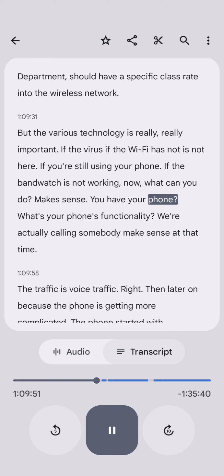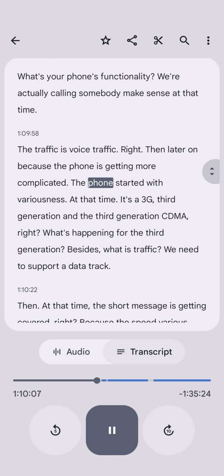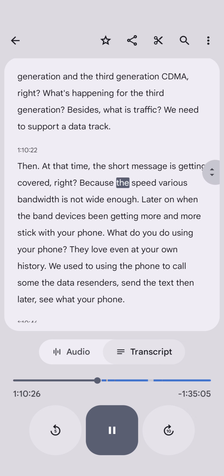Think about initially when you had your phone, what was your phone's functionality? You were actually calling somebody. Make sense? At that time, the traffic was voice traffic, right? Then later on, because the phone was getting more complicated, the phone started with the wireless network. At that time, it was 3G, third generation, CDMA, right? What's happening for the third generation? Besides voice traffic, we need to support data traffic. Then the short message got popular, because the wireless bandwidth was not wide enough.